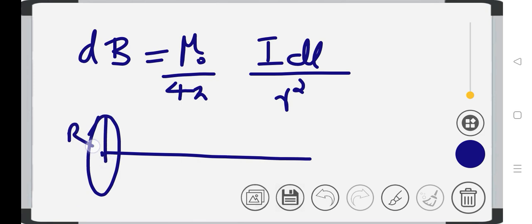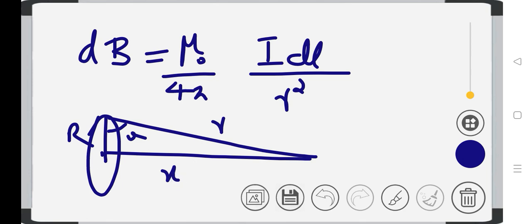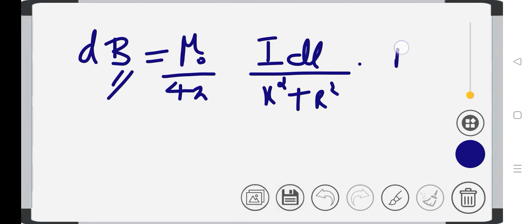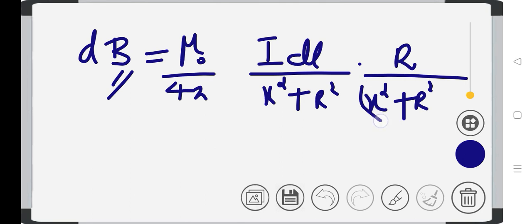Here r is there, r is there, this is theta and this is x. So from this triangle, applying the Pythagoras theorem, the slant distance squared equals x square plus r square. Here we have to find dB parallel, that is, we have to find cos theta. Cos theta here is r by the square root of x square plus r square, that is r by (x square plus r square) whole raised to 1 by 2.